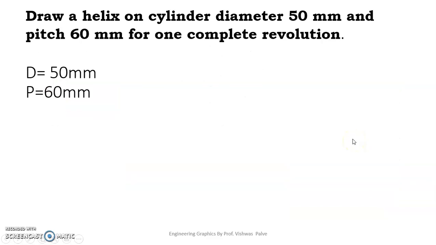Now going to the problem statement. We are going to learn how to draw a helix. The question is: draw a helix on a cylinder of diameter 50 millimeter and pitch 60 millimeter for one complete revolution. Helices are drawn for one revolution, two revolutions, and so on. Extracting the data, the diameter of the helix, or the diameter of the cylinder, is 50 millimeter, and the pitch length is 60 millimeter.